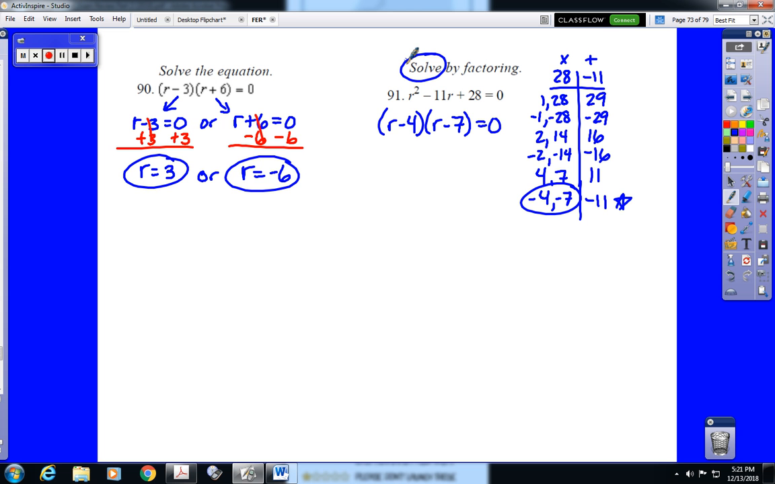Now notice this says solve, not factor. So then we're going to split them up and do what we did on the previous problem. r minus 4 equals 0 or r minus 7 equals 0, one or the other. And then we're going to solve each one of those equations.